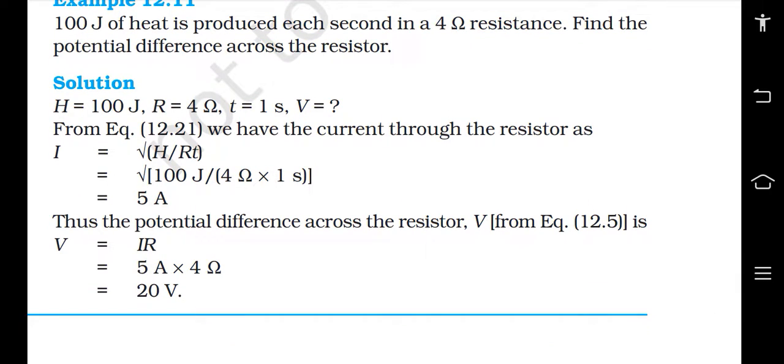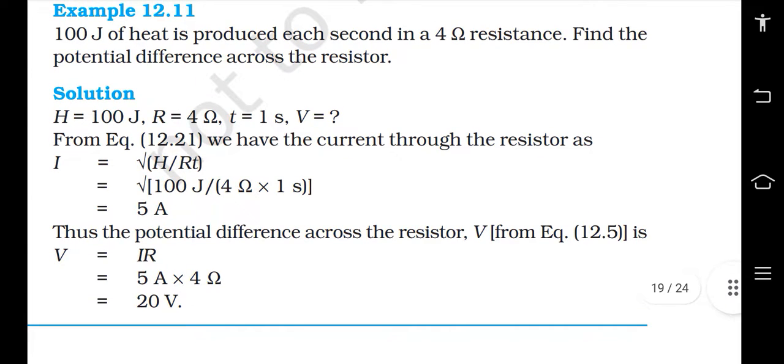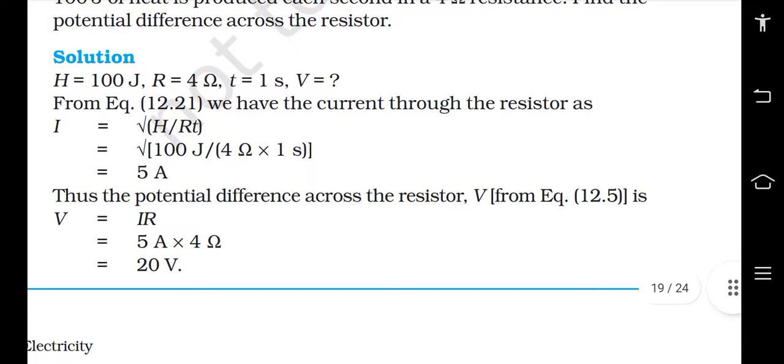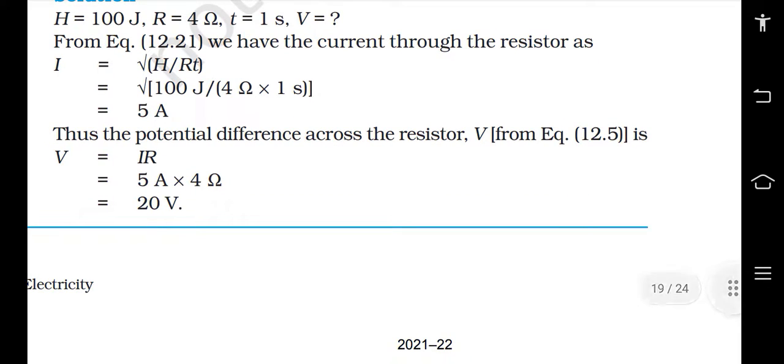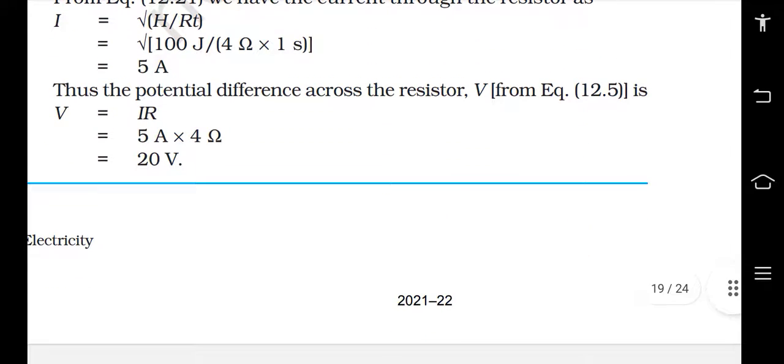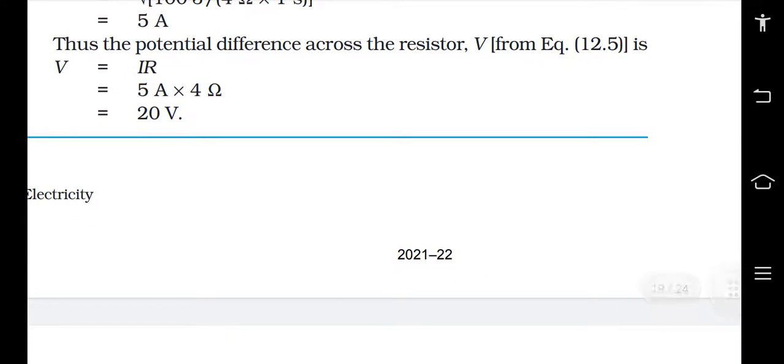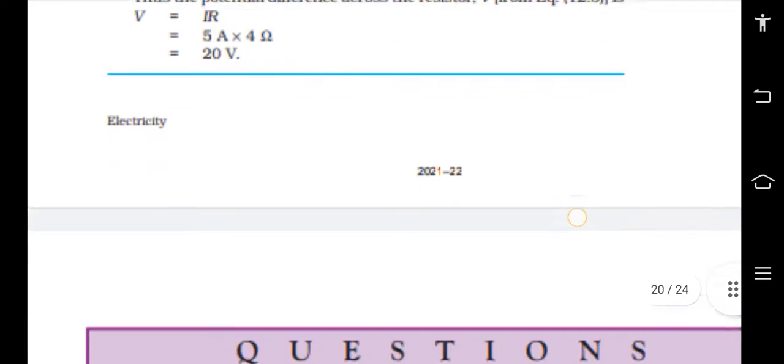One formula we know, according to Joule's law, H is equal to I squared RT. From that formula we will get I equal to root of H divided by RT. Then in this formula we apply root of H 100 divided by RT, 4 into 1. Then we will get 5. Then potential difference, we know V equal to IR. I is 5 ampere and R is 4 ohm, so 20 volt. Potential difference here we are getting.